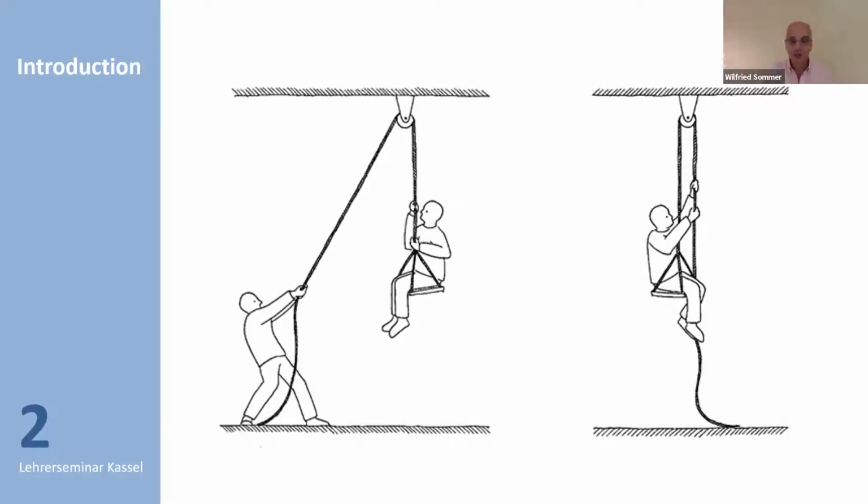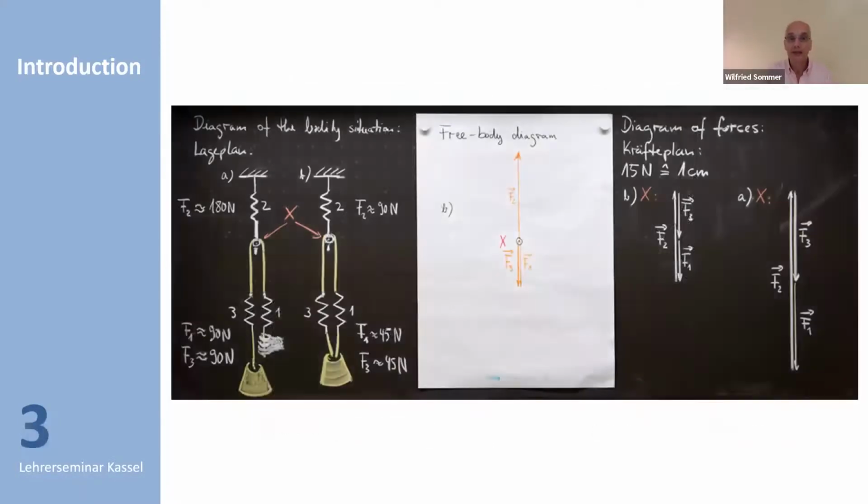So the students can relate to this, and then it's pretty clear if you pull somebody up, that the load of the ceiling is twice the weight you pull up. And you can look at this here. And then the students need help, or you have to give a certain impulse as a teacher. And you can ask, what about the interaction in point X? And the interaction in point X can then be described.